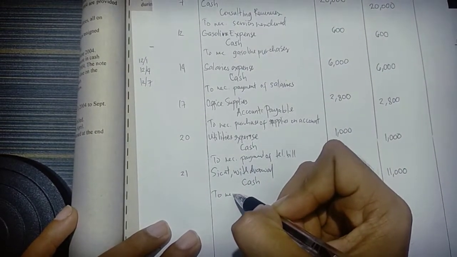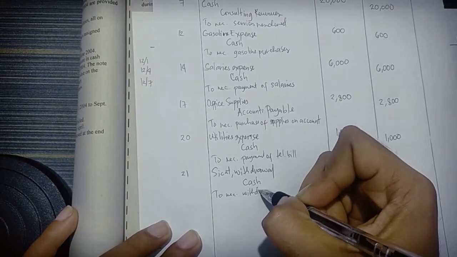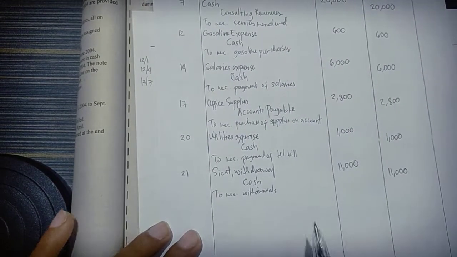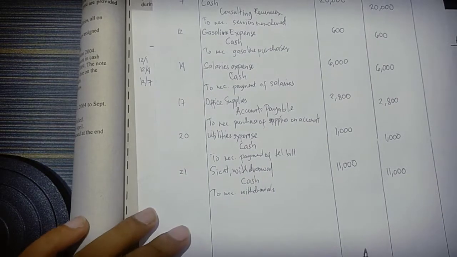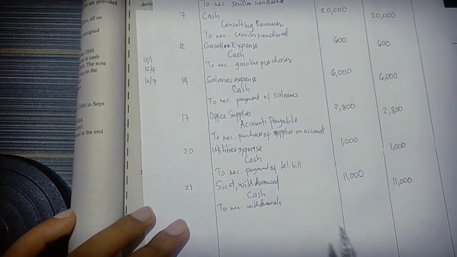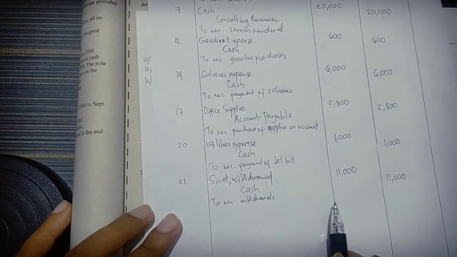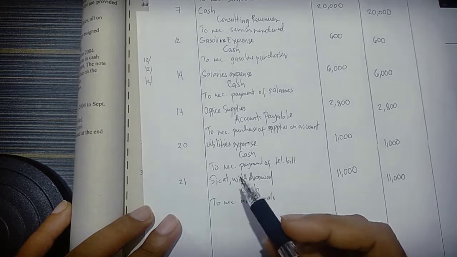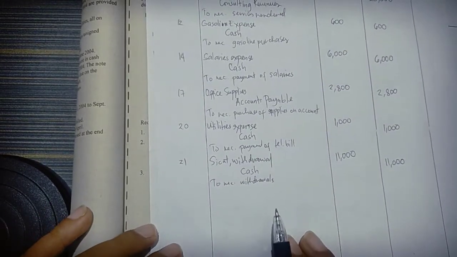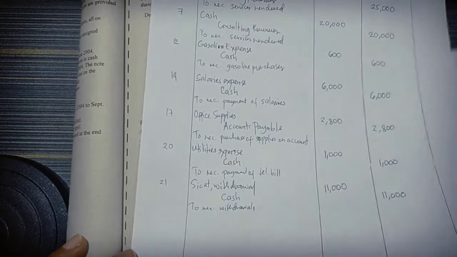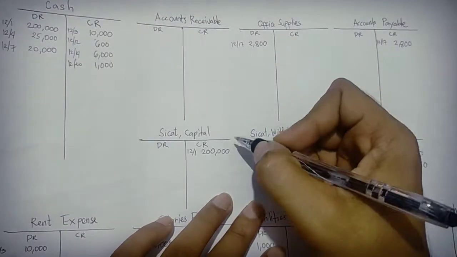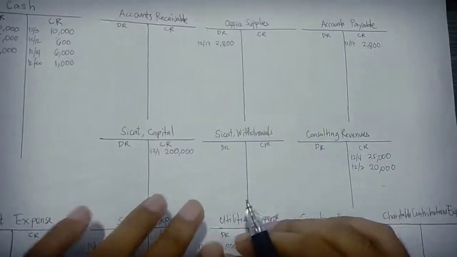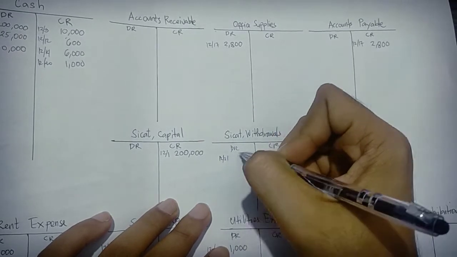So, to record withdrawals. So, ang sa transactions nyo, class, ay sa explanation, depende na sa inyo, kung paano ninyo i-express or i-convey ang understanding on the transactions. So, pwede to record withdrawals for personal use. Depende na sa inyo ha, as long as it is understandable. Okay, then you have to reflect it here sa inyong T accounts. So, debit, Sikat withdrawals, December 21, 11,000.